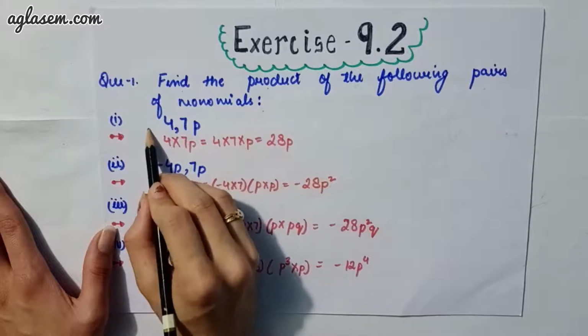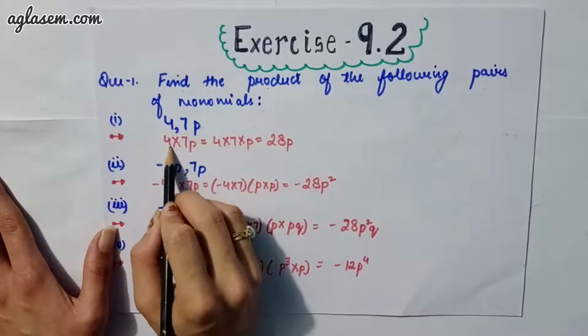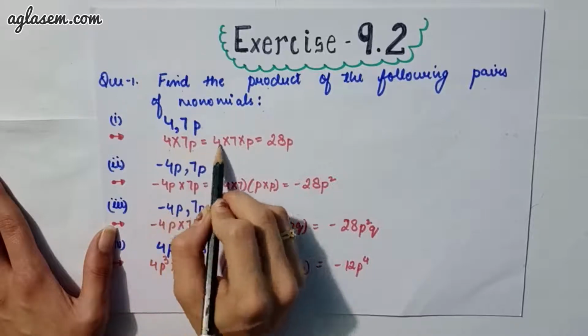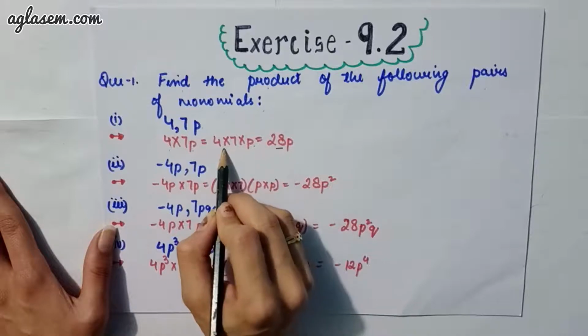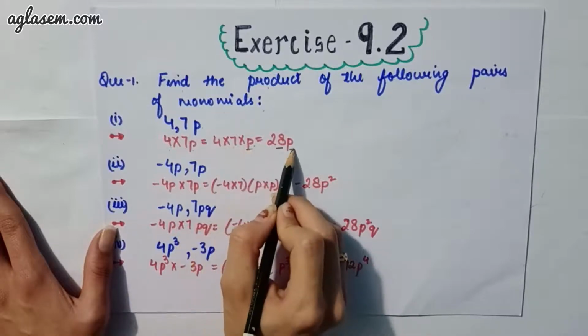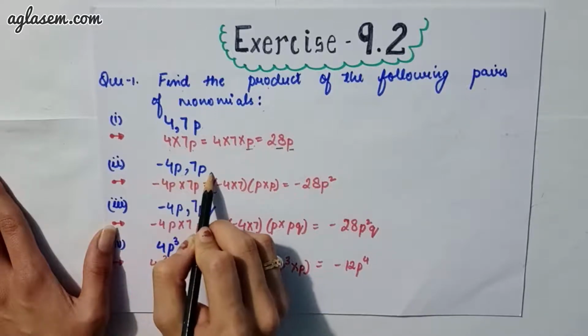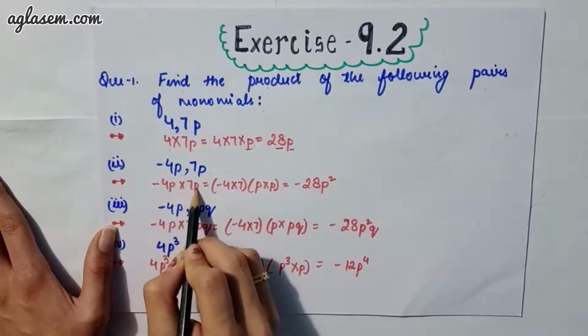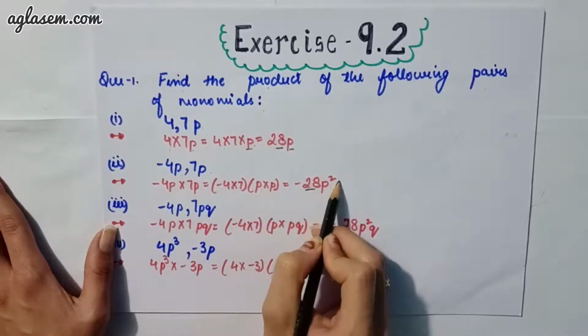So part 1 says 4, 7p. So first of all, we have to multiply 4 into 7p, that is 4 into 7 into p, our answer will be 28p, that is 4 7s are 28 and into p we will get p. So the answer will be 28p. Moving to our second part, which says minus 4p and 7p. It means minus 4p into 7p we will get minus 28p square. P into p we will get p square.